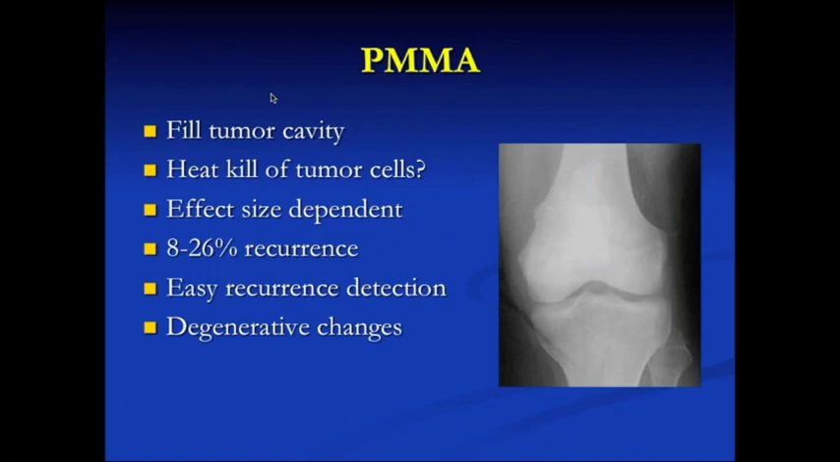As you can see here, on the right side is an immediate post-op. On the left side, lytic areas are again appearing. So the bone cement is a very, very good differentiator. You can easily pick up a lytic area coming up.